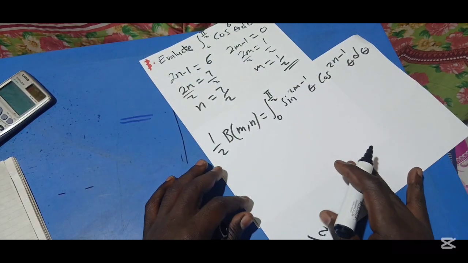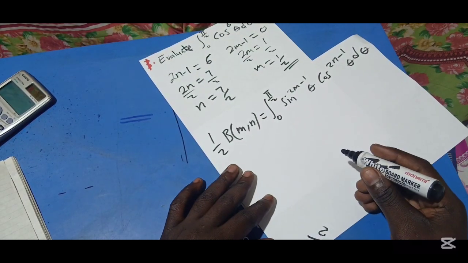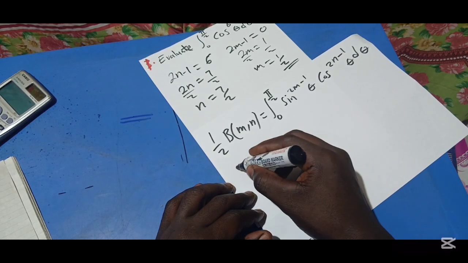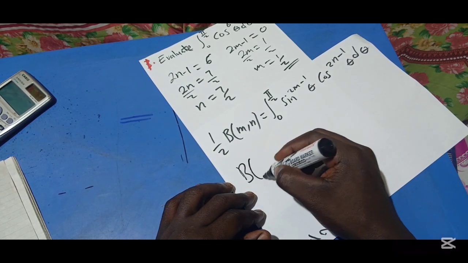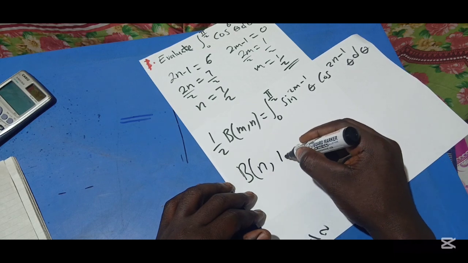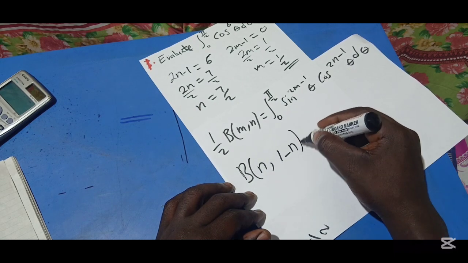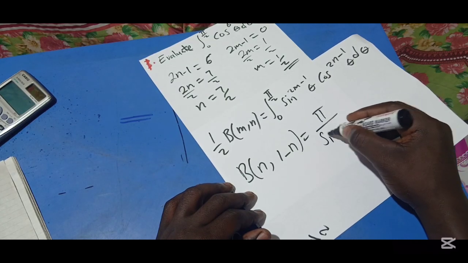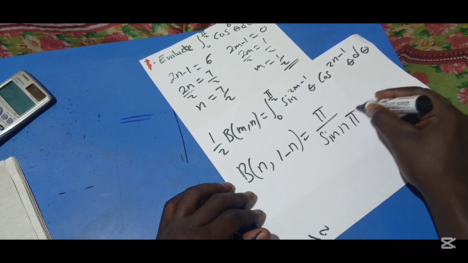And one formula we'll be using here too is Euler's reflection formula, which simply states that beta of n and 1 minus n gives us pi over sine n pi.